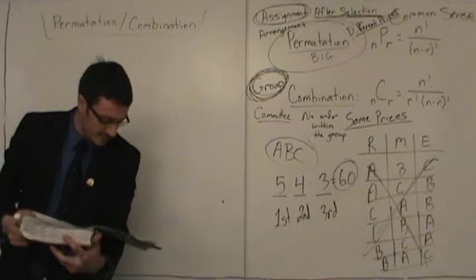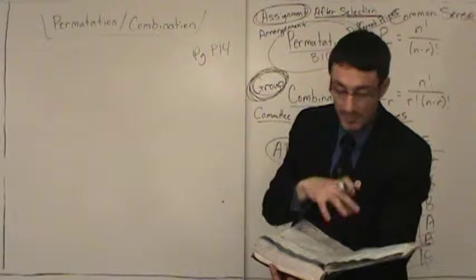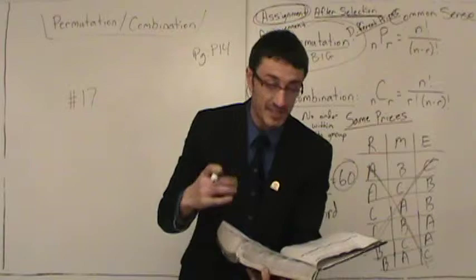17 on page P14. So we're on page P14. Problem number 17 says, I'm just going to read it. You guys should be following along on page P14 of your textbook. Problem number 17 says that the manager of a softball team has 7 possible players in mind for the top 4 spots in the lineup. How many ways can she choose the top 4 spots?